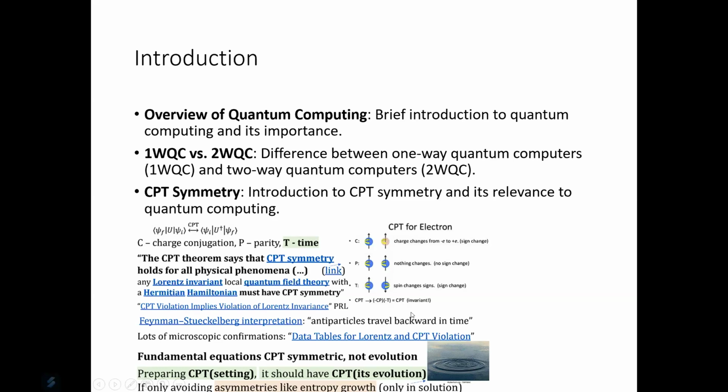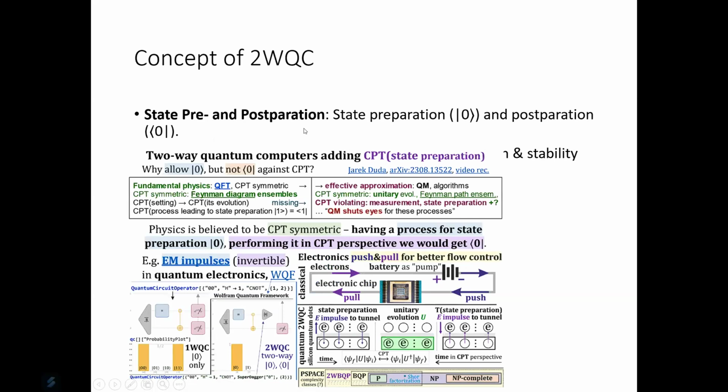If there is a violation, it implies Lorentz invariance violation as well. So further, we'll continue with the pre- and post-preparation. Pre-state preparation is the initial state, and the post-preparation is like the reverse state. Before getting to this configuration of the two-way quantum computer, we basically include the super dagger term in the Wolfram quantum framework. This is the main reason we get output for two-way quantum computing.